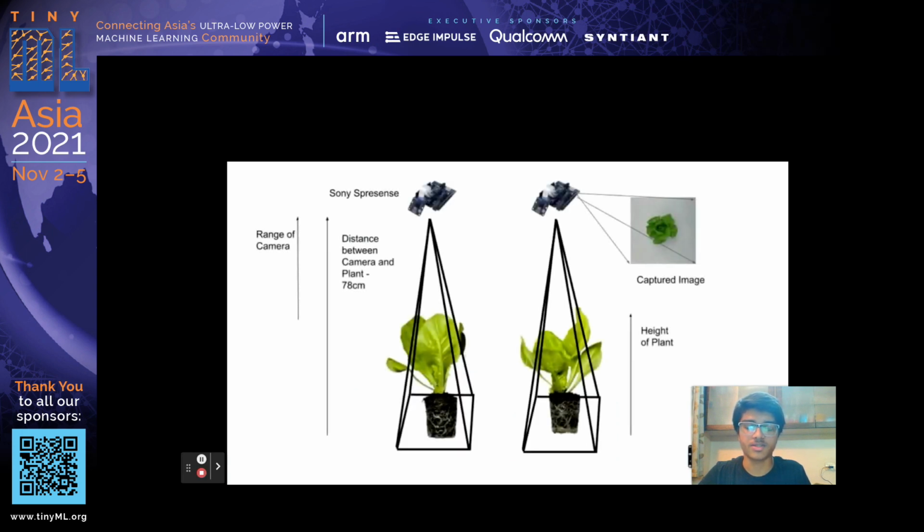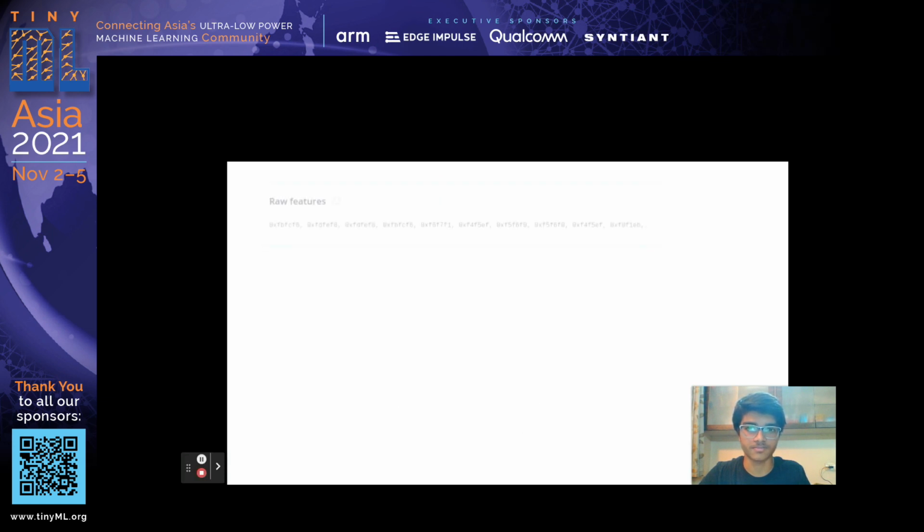The camera setup was as follows. The distance between the imaging tool and the plant was set to be 78 centimeters over the duration of 56 days, and this contributed to an increase in the LAI of the observed plant.